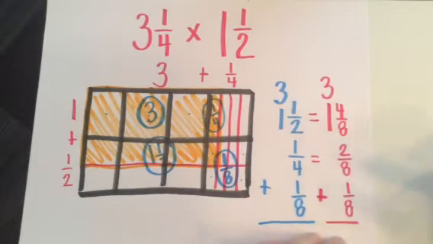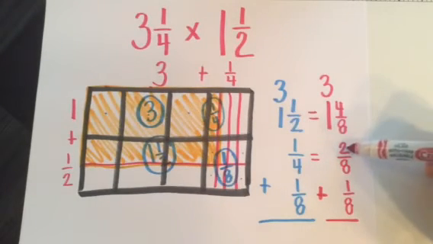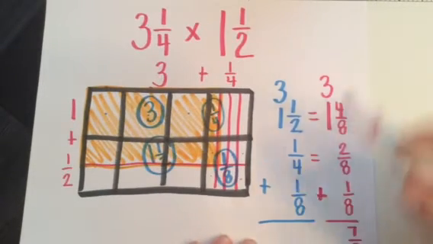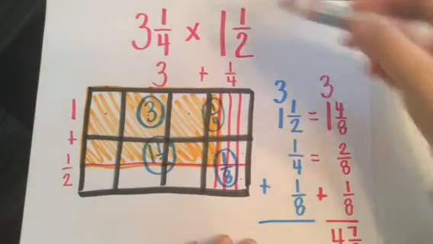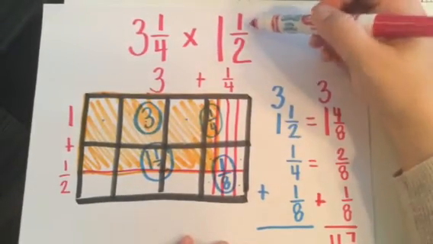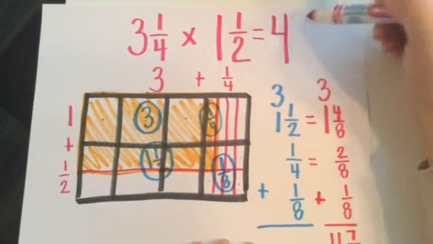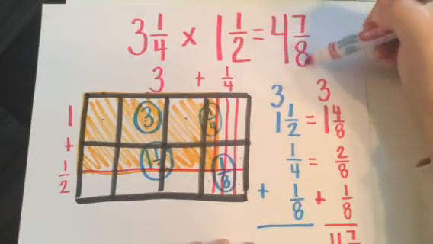So now I can just add what's in pink. So I have 4/8 plus 2/8 plus 1/8, which would be 7/8. And then I have 3 plus 1, which would be 4. And so that would show us that 3 1/4 times 1 1/2 is 4 7/8.